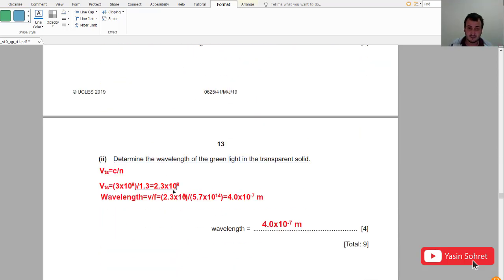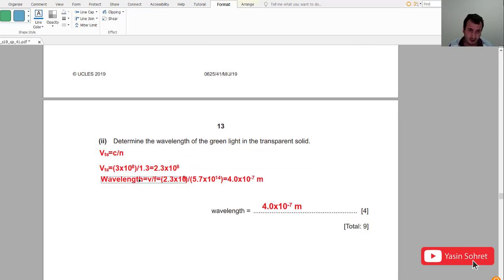You can always check your answers. When the green light enters the solid it is going to be slower, so the speed of the wave is also going to reduce. It has already reduced, which is correct. So the wavelength is equal to the speed of green light over frequency.